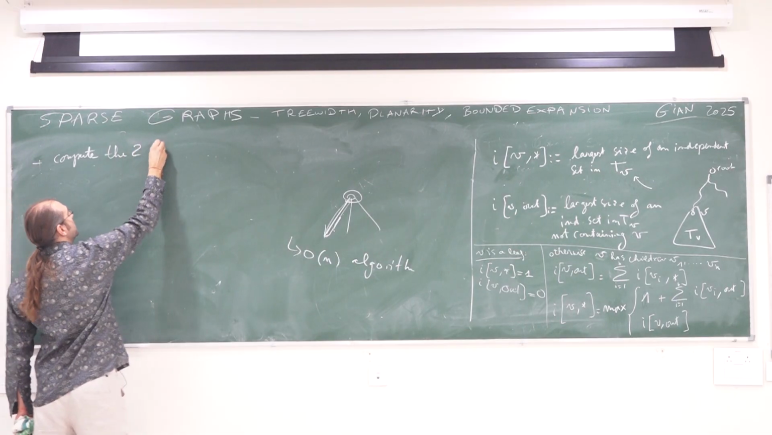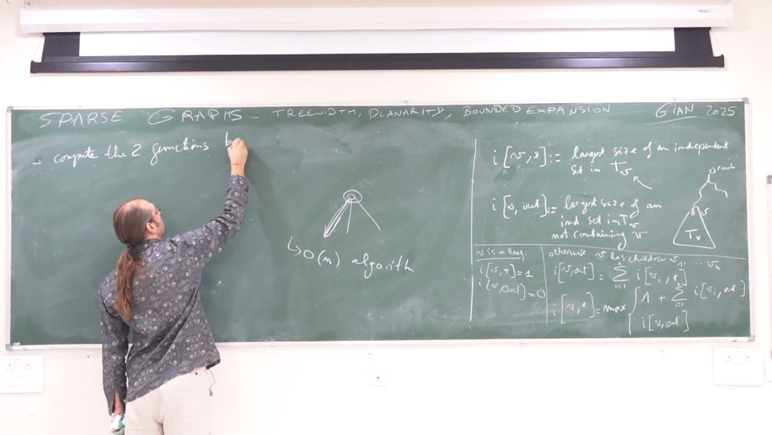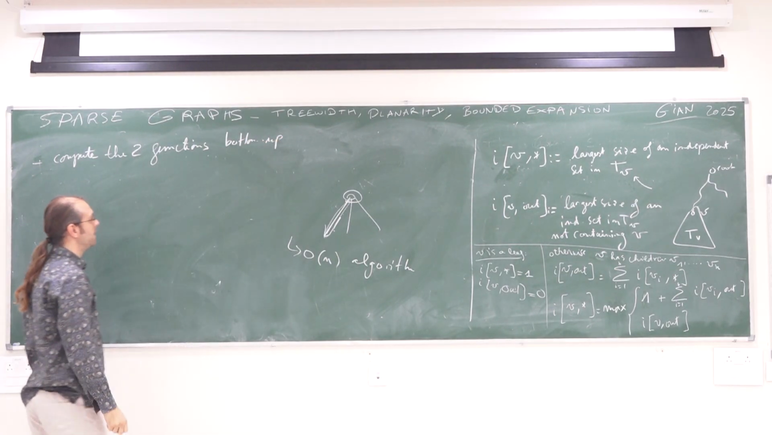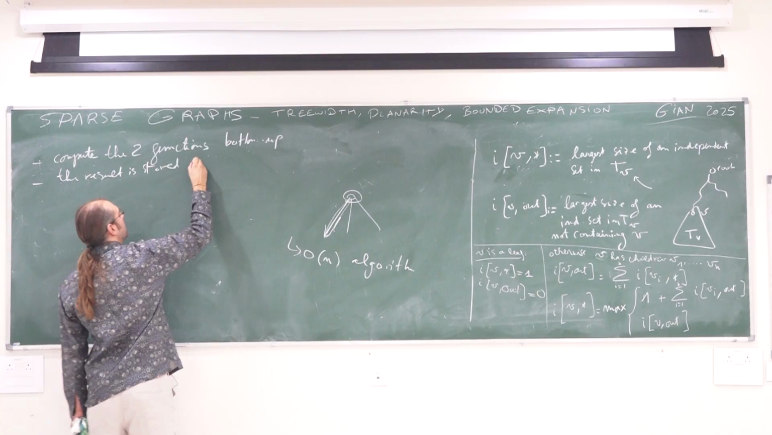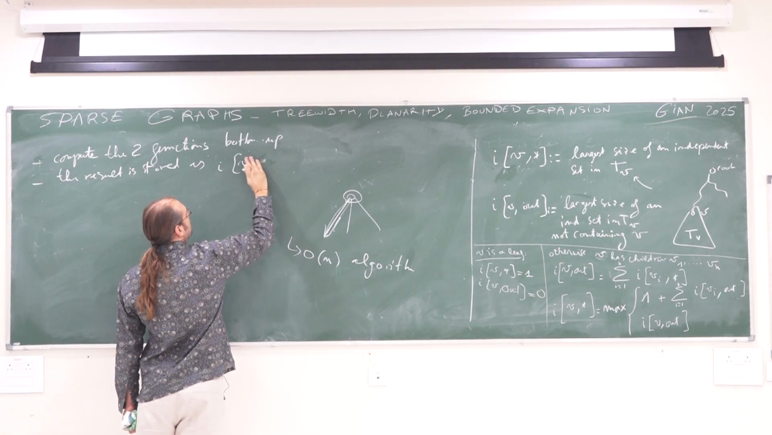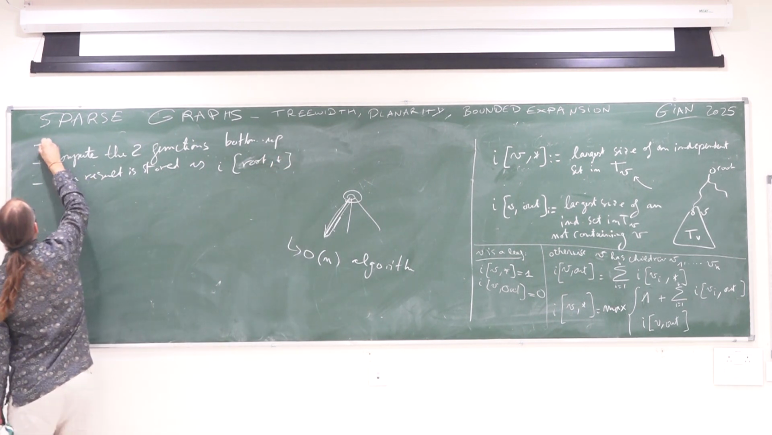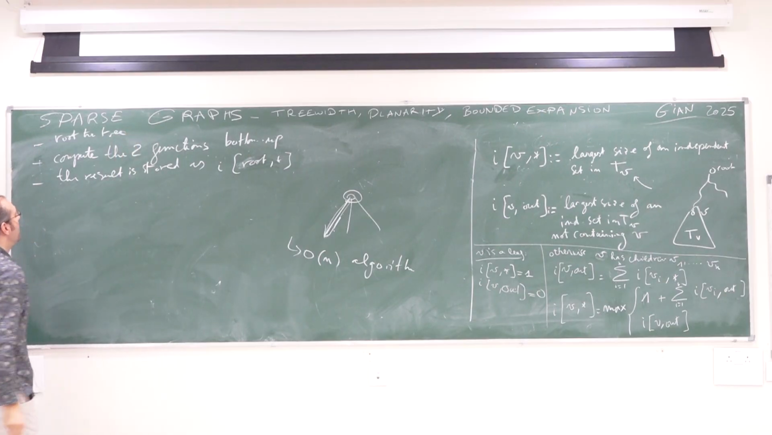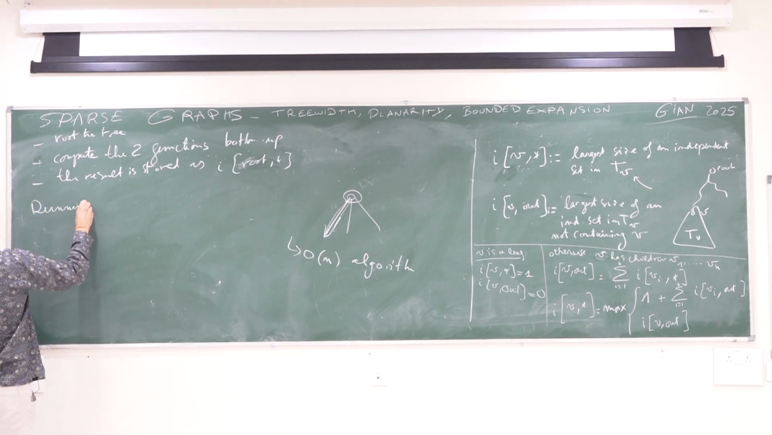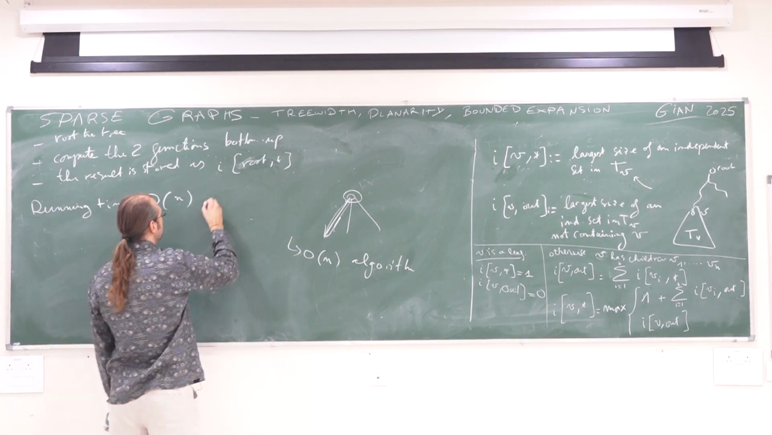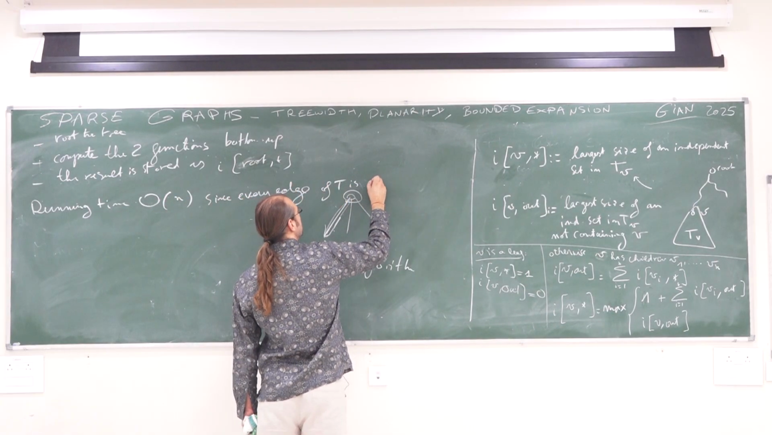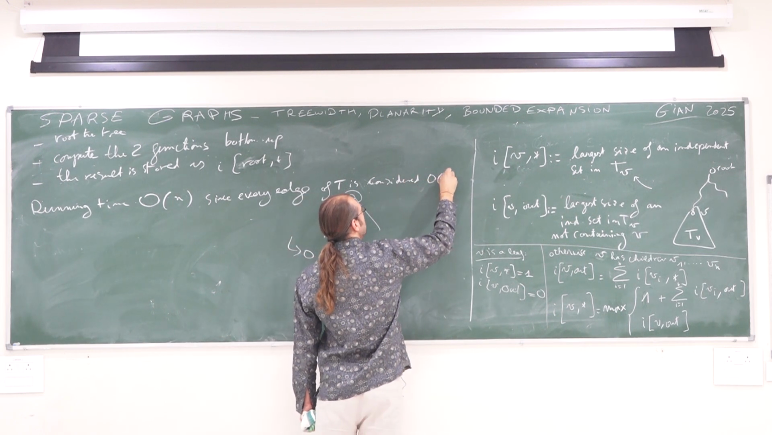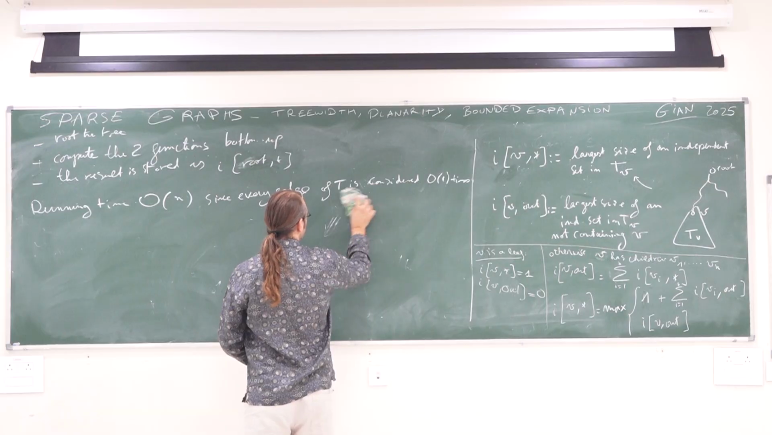Compute the two functions bottom up. Of course there are n minus 1 edges in a tree.